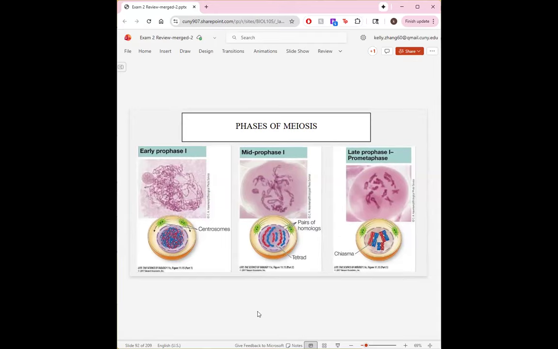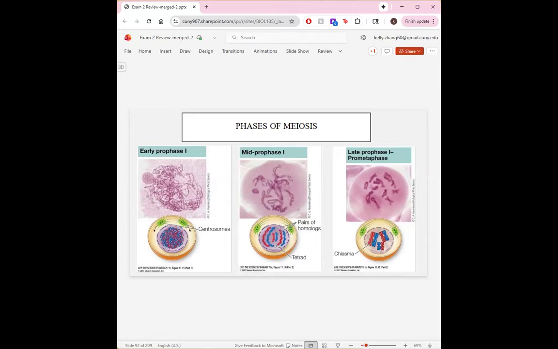So in prophase 1, chromatin condenses and synapsis aligns homologous pairs. Chromosomes cross over in late prophase 1, right here, which is also called prometaphase. Crossing over is the exchange of genetic material between non-sister chromatids of homologous pairs. This is what allows the offspring to be genetically different from each other and from their parents.